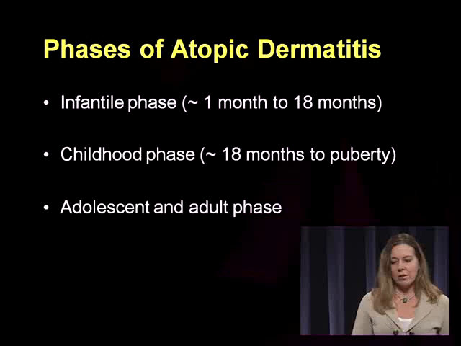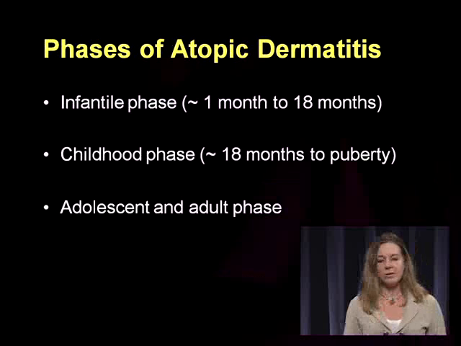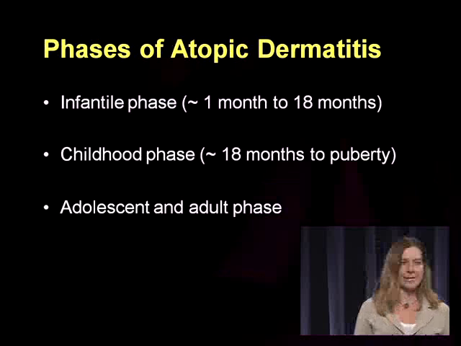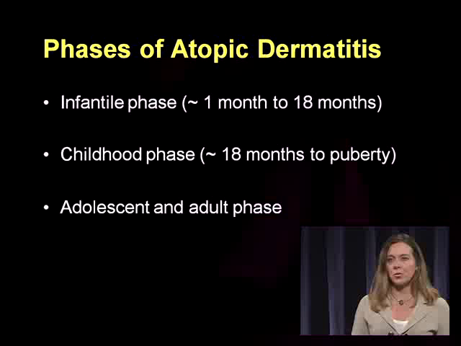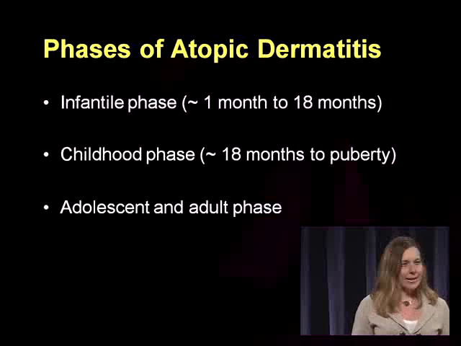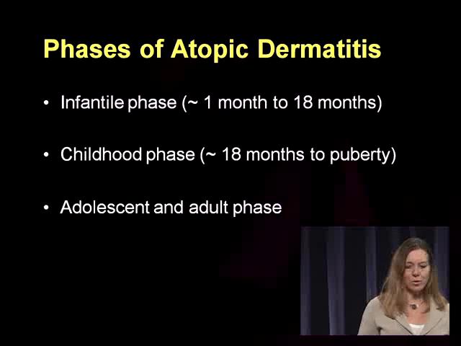So we describe atopic dermatitis as having several clinical phases. The first is the infantile phase, and this is usually beginning between about 1 and 2 months of age and usually continues until about 1.5 years of age. And I'll show you photographs of that. Childhood phase is generally beginning somewhere between about 18 and 24 months and continues till puberty, and then we have the adolescent and adult phase.